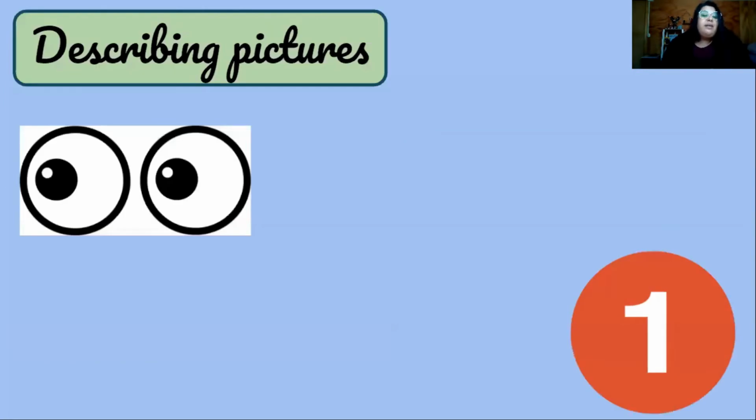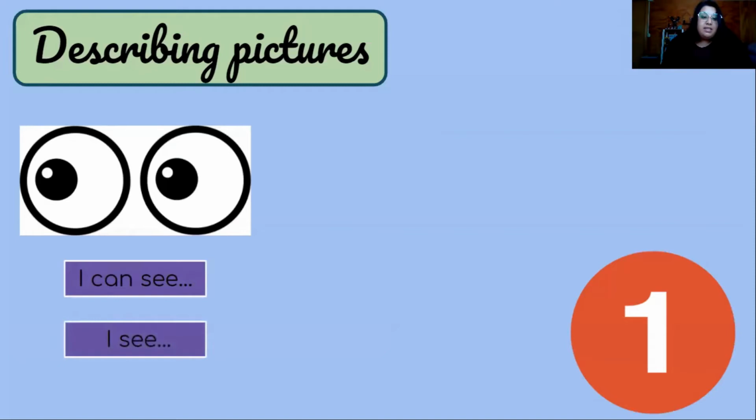First, to describe pictures, we have number one, we have to see. Okay, so we're going to be very careful with what we see. And when I see, I'm going to say what I am seeing in the picture. So I'm going to say, I can see or I see. ¿Ya? Entonces, lo primero que vamos a enfocarnos al describir una foto es en lo que vemos.